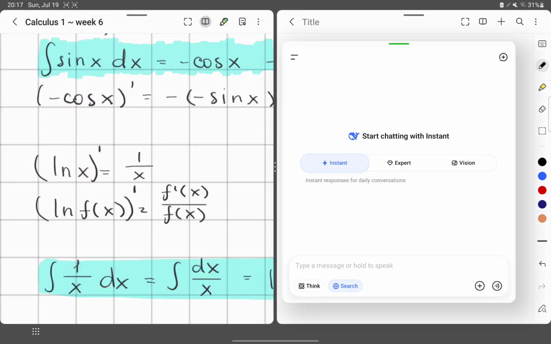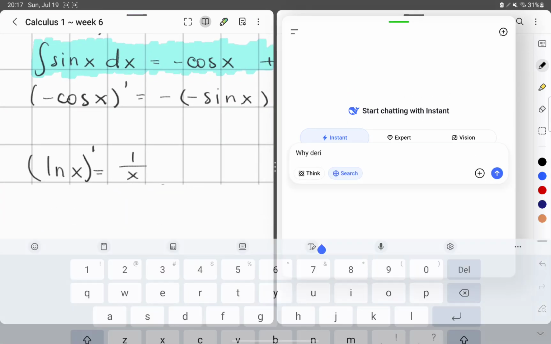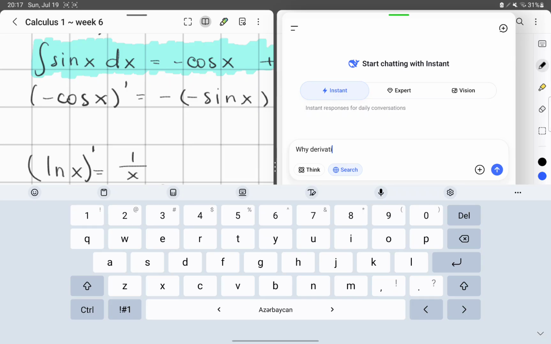DeepSeek. Okay, why is the derivative of ln f of x equal to f'(x) over f(x)? Oh my gosh, why is it not working, I don't know.